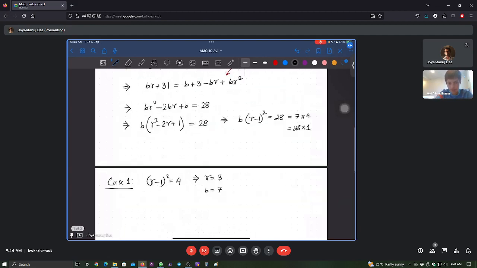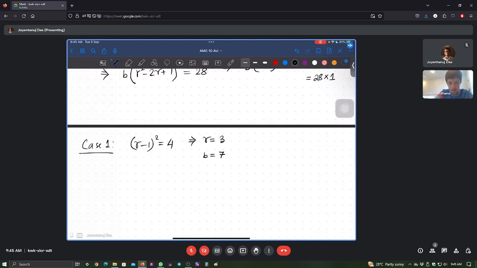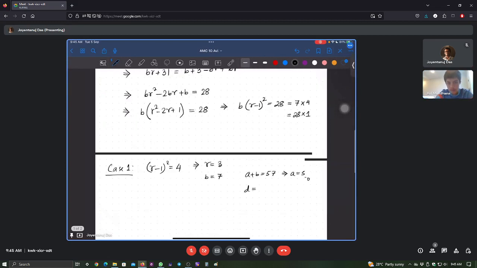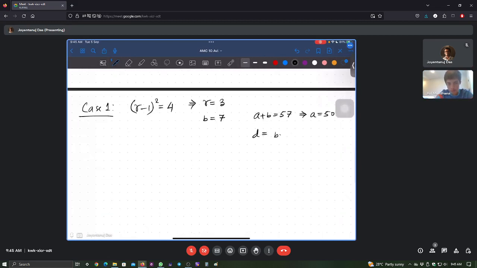So a plus b is 57, from that I can get it easily. A is 50. What about d? Yes, d we also got: d is b plus 3 minus br. So we can use that. b is 7, 3 is 3, br is 21. So d is negative 11.